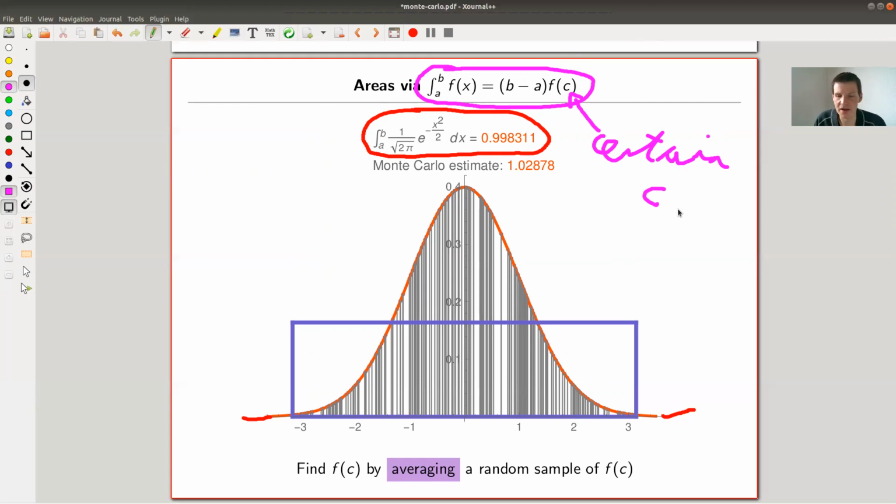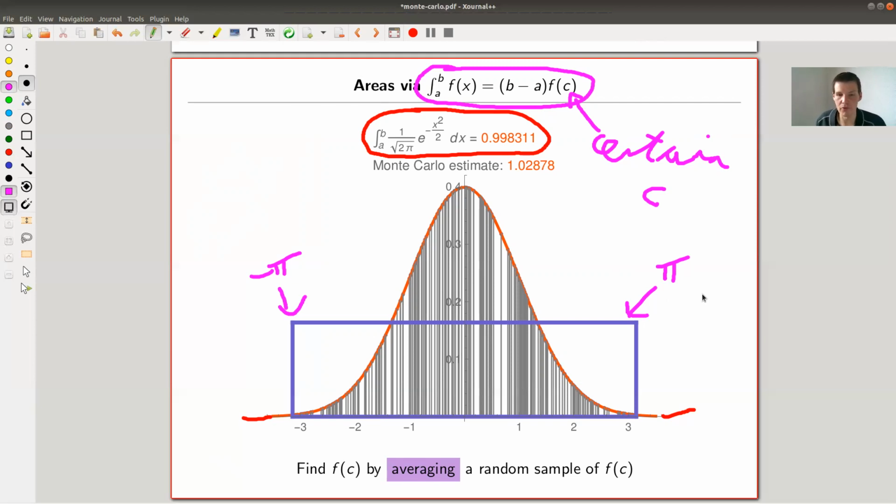So b and a are known. In this case, I think they're roughly minus pi and pi, roughly here. And I need to find the c. How can I find c? I know that it exists, but how can I find it? Well, the idea is again to use a Monte Carlo method.